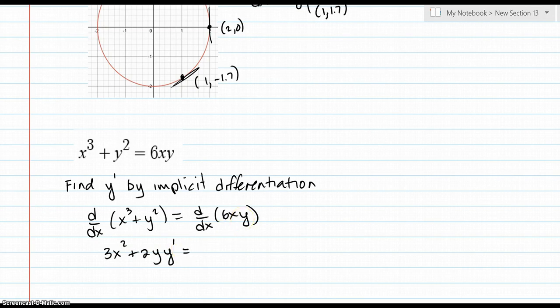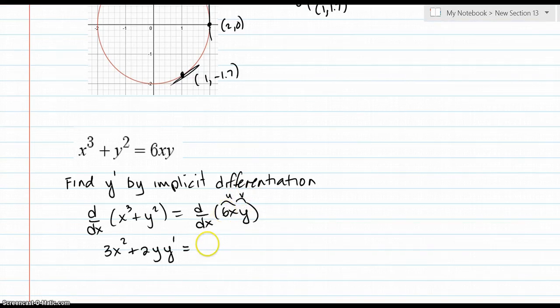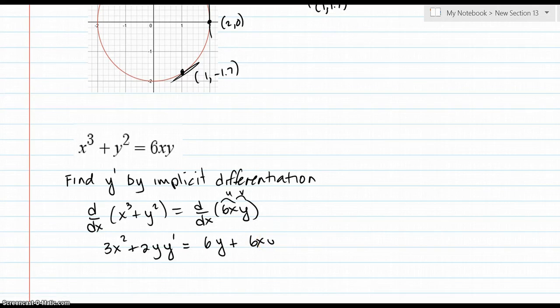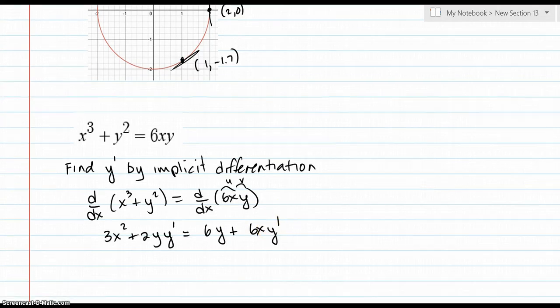This one is going to be the product rule. So I'm going to let my first one be u, and the second one be v. So I'm going to take the derivative of u, which is just 6 because it's with respect to x, times just the y, plus the other way around, I do 6x times the derivative of y, so that would be dy/dx or y prime, if you'd rather.